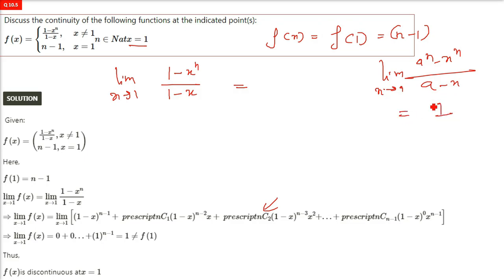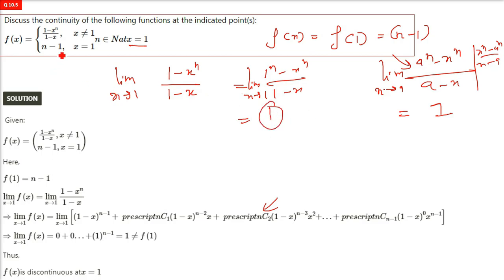Or you can write in either way. This 1 can be written as 1 raised n. So (1 raised n minus x raised n) by (1 minus x). It is similar to that. Actually what we have learned is (x raised n minus a raised n) by (x minus a), limit x tends to a, and that is going to be 1. But since they are equal, if you take negative outside, it will be same as this one. So when you apply x tends to 1 in this one, you will get 1.